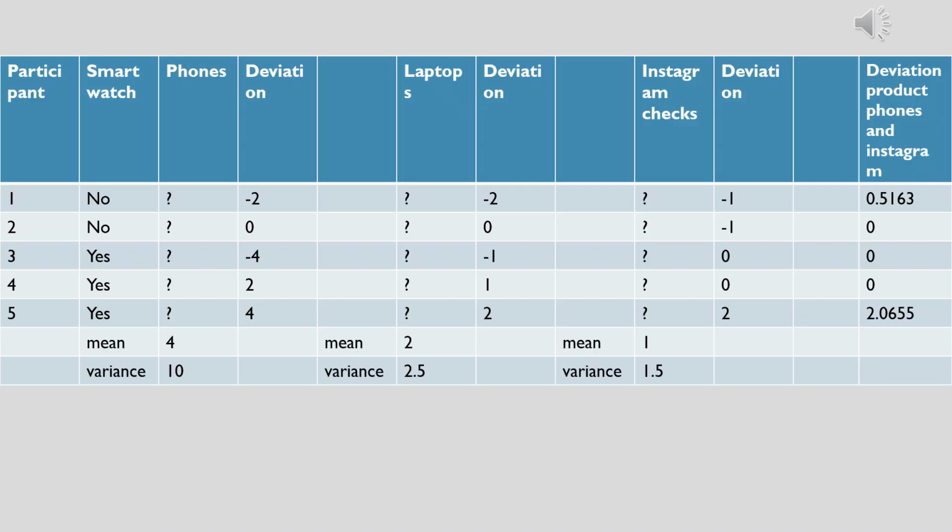Okay, everybody, we're going to do a lot of questions based on this raw data right here. So please pause the video, take a screenshot of this, and put it somewhere that you can continuously refer back to. What we can see here is that we have 5 participants, and they've given us data on several variables. So whether or not they own a smartwatch is just no or yes, that's a categorical variable. The number of phones they own, the number of laptops they own, and the number of times they check their Instagram, let's say, in an hour.